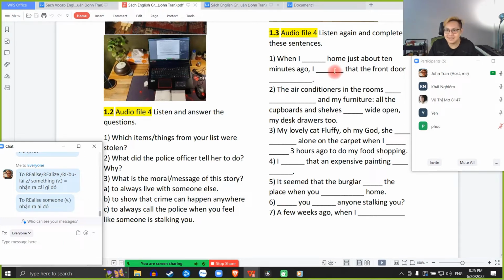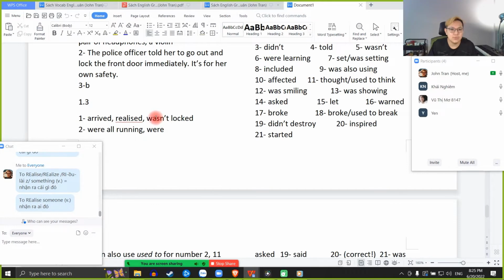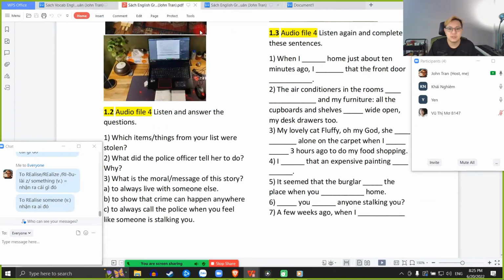I realized, quá khứ của nó, I realized that the front door wasn't locked. Cái cửa chính nó đã không có khóa. That wasn't locked. Okay. Number 2. Khi tôi về đến nhà, when I arrived home, khi tôi về đến nhà, just about 10 minutes ago, chỉ khoảng 10 phút trước, I realized that, tôi nhận ra rằng cái cổng chính nó wasn't locked, nó không có bị khóa.